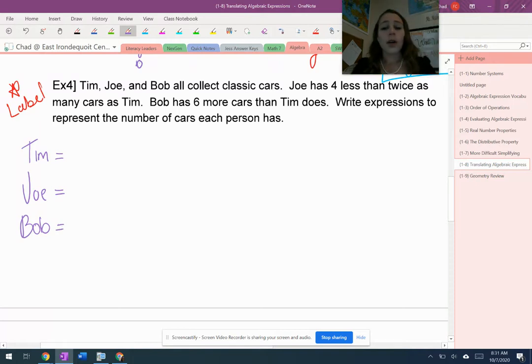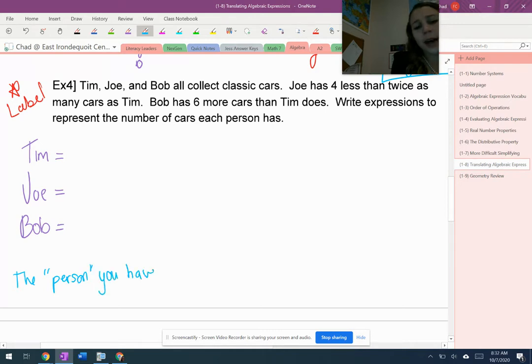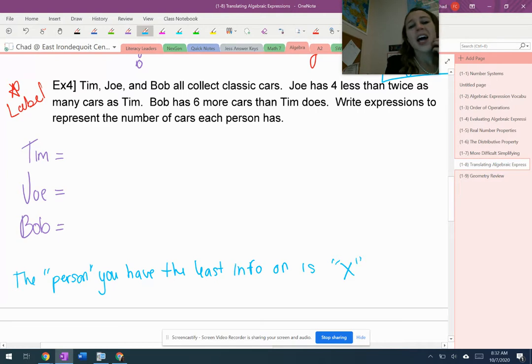There's always going to be someone who you know the least information about. And that least information person is always going to be your plain old simple X. So I'm just going to put person here, because that's what's relevant in this example. The person you have the least info on is just plain old X. It's a crappy looking X. There we go. So let's read this again and figure out who we have the least amount of information about. Who is our plain old X?